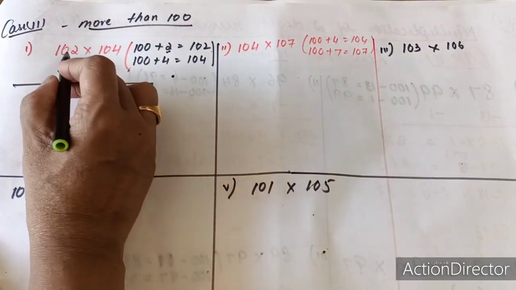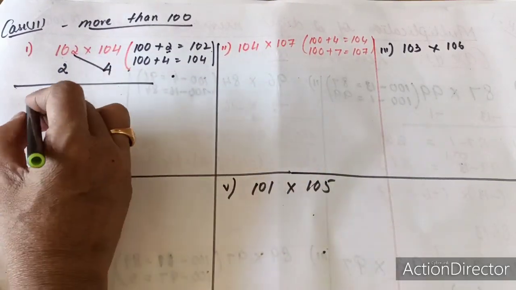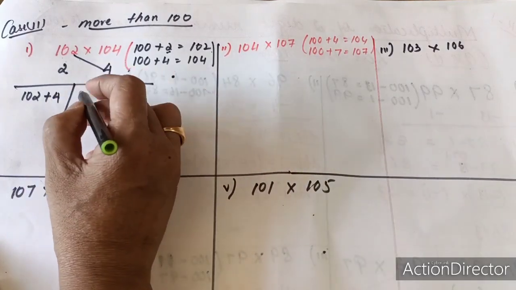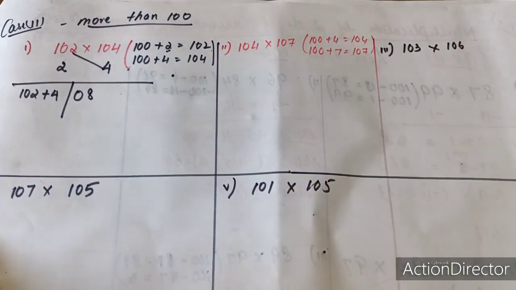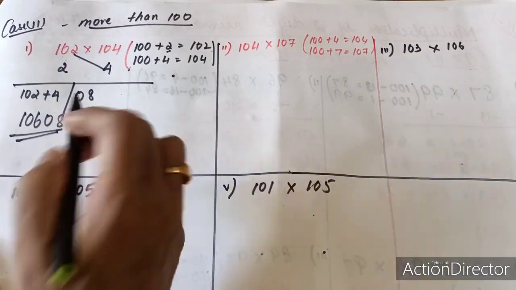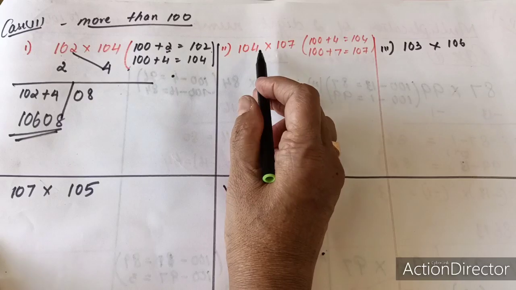So the first step is to add 102 plus 104, which is 106. And here 2 4s are 8, so I will be writing 08. So the answer is 10608. Let us proceed to the next one.